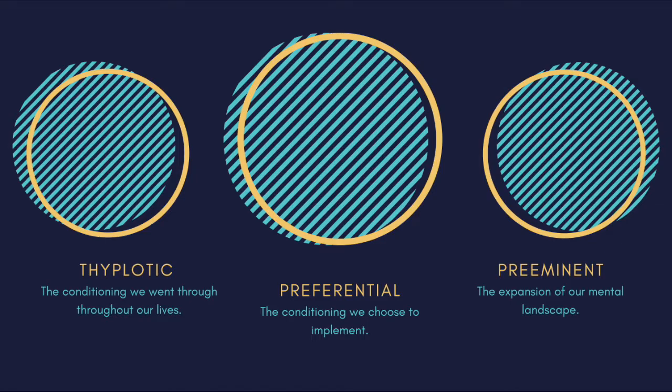So picture it as a pyramid. At the bottom of the pyramid is our typlotic level of thinking. Everything we learned throughout our lives that we believe in, all the conditioning we went through. Now as we move on, the preferential level, which is in the middle of the pyramid, steps in. We learn things, we believe things, we analyze things, and we implement some things and add them to this middle part of the pyramid and choose to disregard other information that we heard or learned.